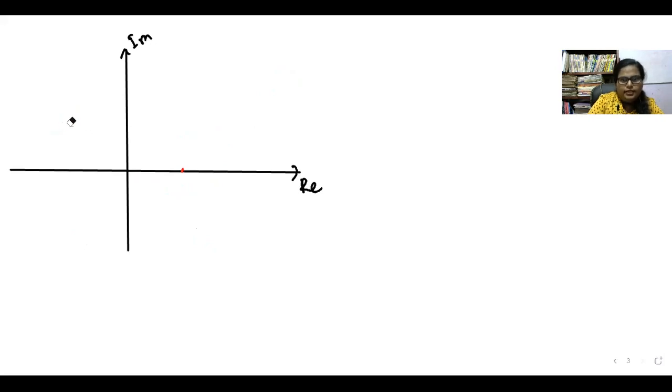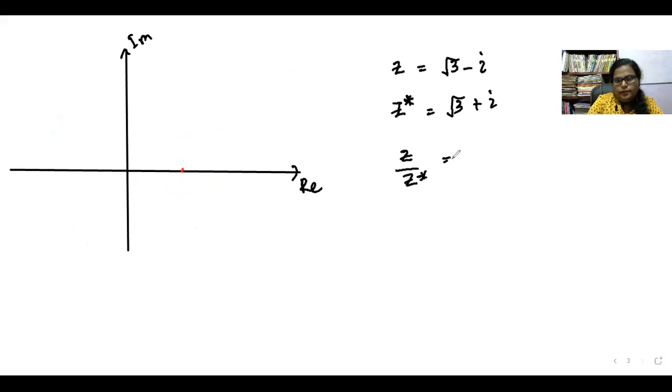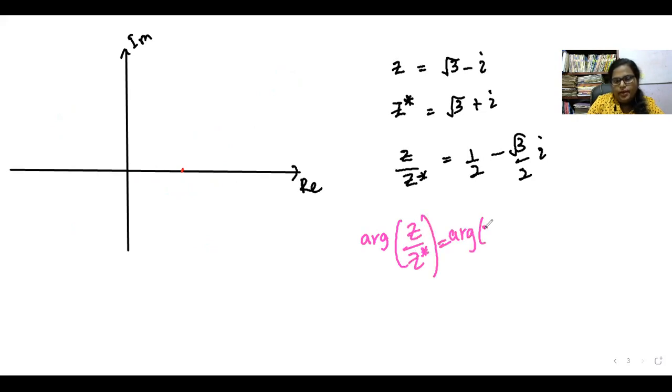Here our z value is, I just write, z is square root 3 minus i, and our z star is square root 3 plus i, and z over z star value is half minus square root 3 over 2 i. So in this case we have to prove that arg of z over z star is equal to arg z minus arg z star. So this is the result that we have to prove here.